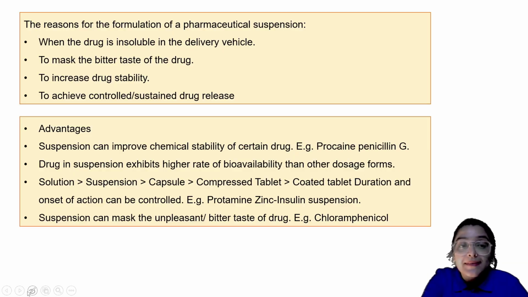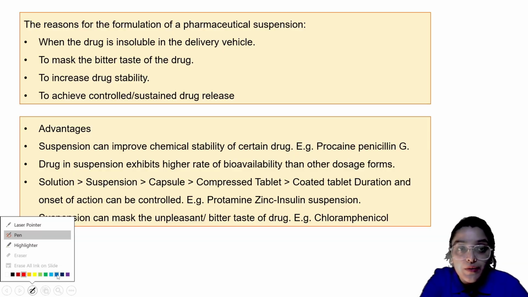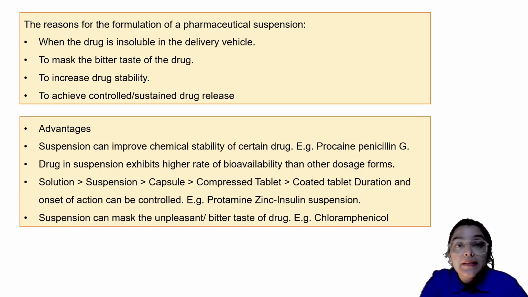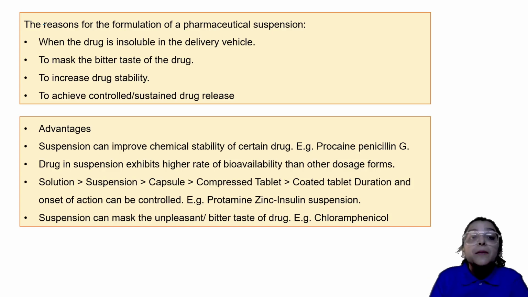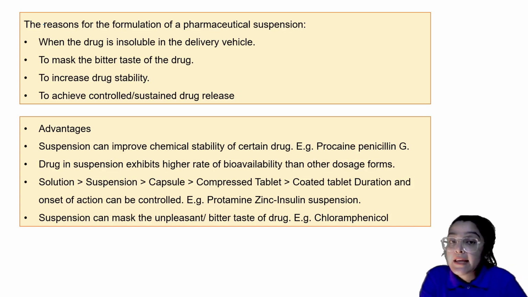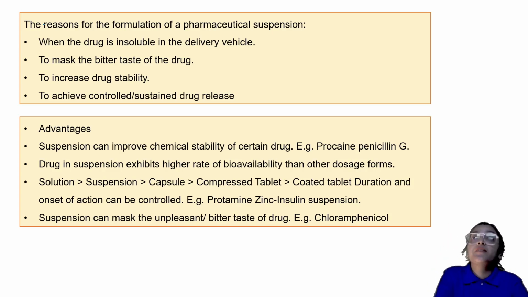So yes, whatever I have mentioned is also written here. The reason for formulating a pharmaceutical suspension is that whenever your drug is insoluble in the delivery vehicle, you can use suspensions there for sure, right? Also, the bitter taste of the drug can be masked, the drug stability can be increased, or controlled or sustained release can be achieved.